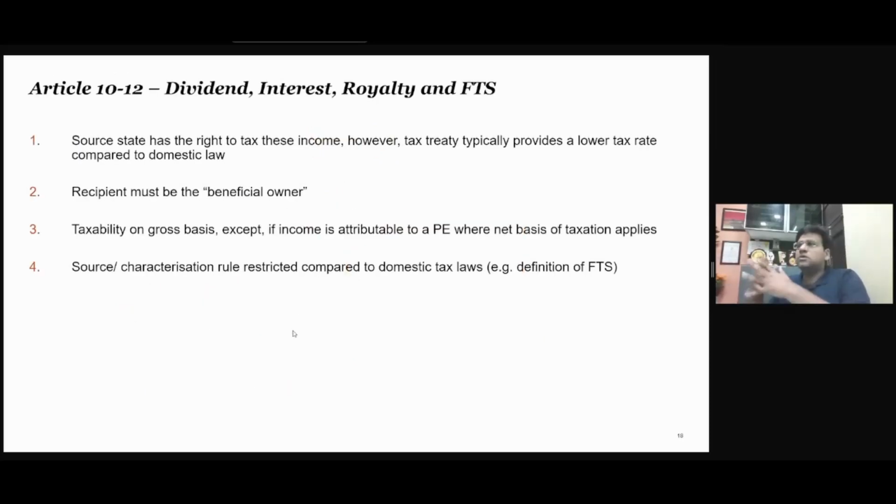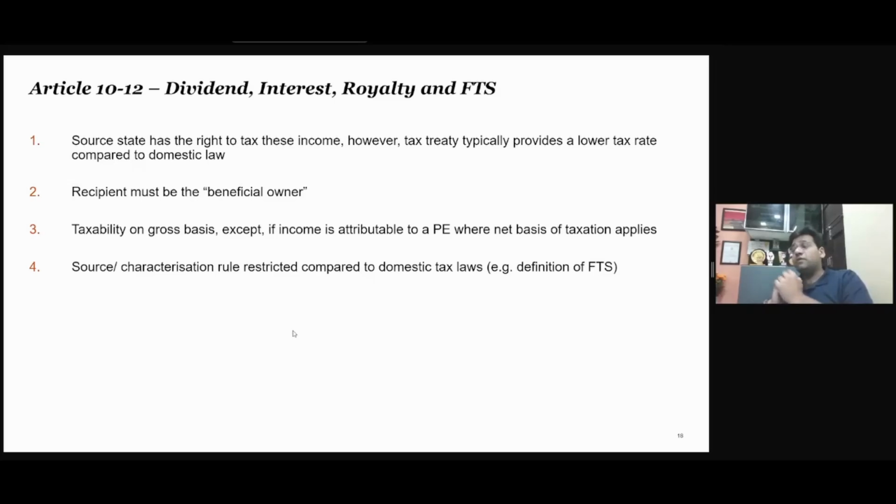Moving ahead, this was on business income. Then moving ahead, very briefly discussing articles on dividend, interest, royalty, and FTS. Practically, these are the articles where we see a lot of traction, a lot of taxpayers are interested in these articles because taxpayers tend to avoid the situation of PE, but the way these articles are worded, they usually fall within the net of these articles.